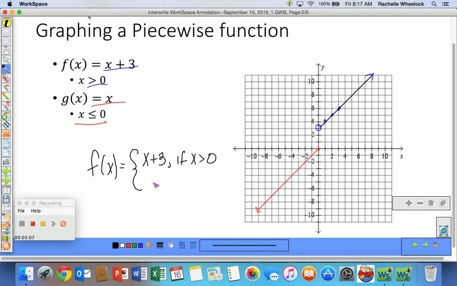So let's look at another example. Take a second and pause the video and write this set of equations as a piecewise function.